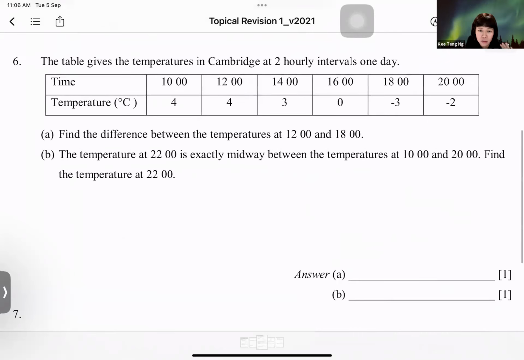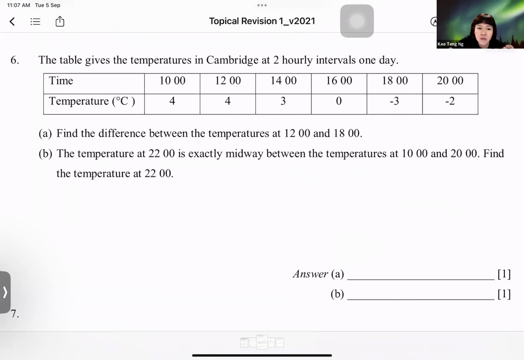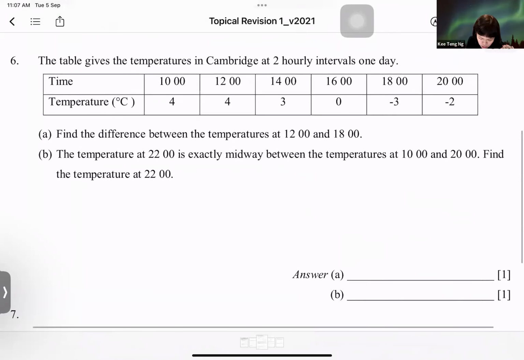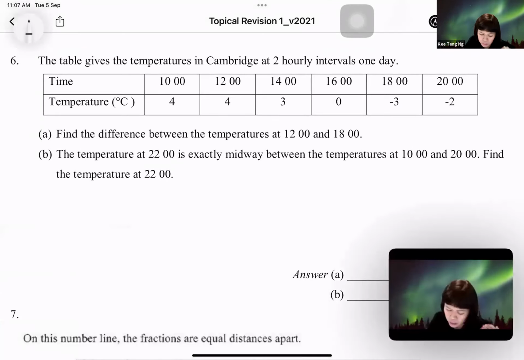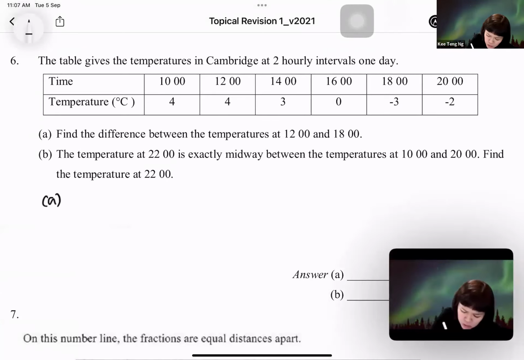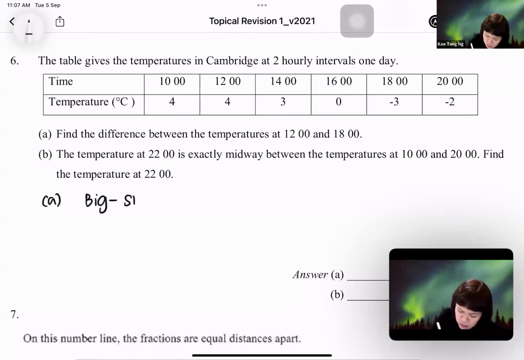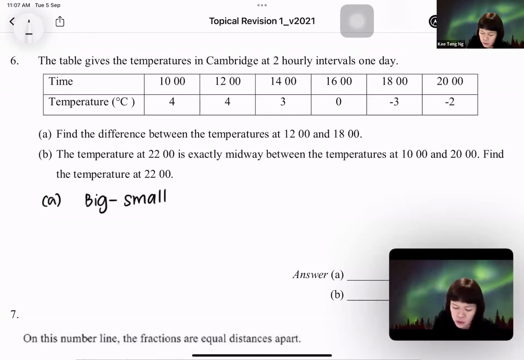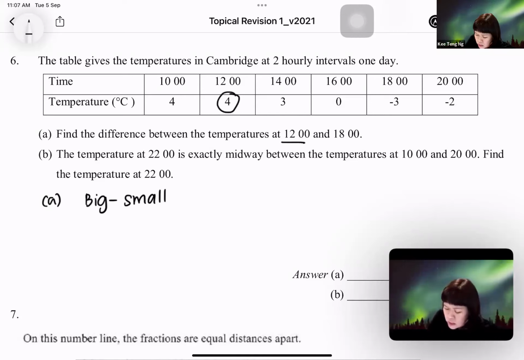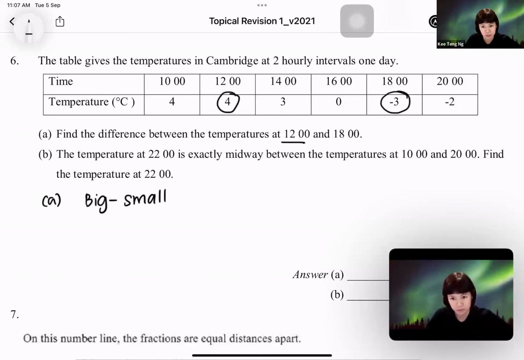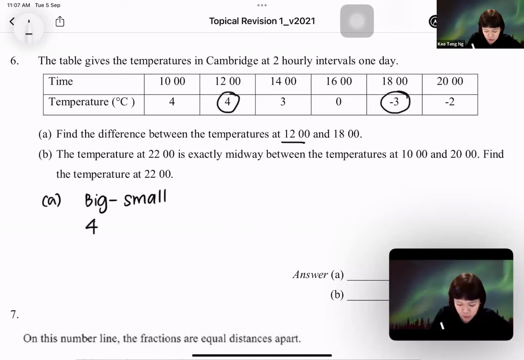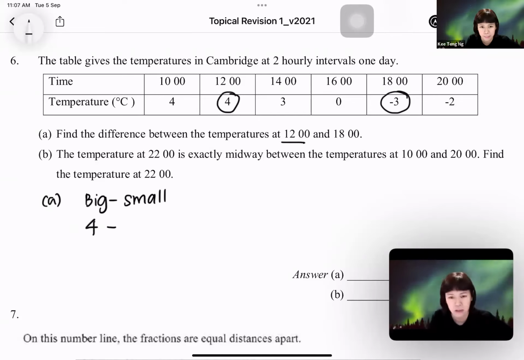I give you the temperature at all these different times, right? So what do you notice? They want us to find a difference. When you want to find the difference, it is given by big minus small. So for difference, you take the big temperature minus the small temperature. They want the temperature between 12 to 0. 12 to 0 is the number 4. And 18, this one is -3. So which one is bigger? 4 or -3? 4 is bigger, right? So slow reaction. 4 minus the number -3.